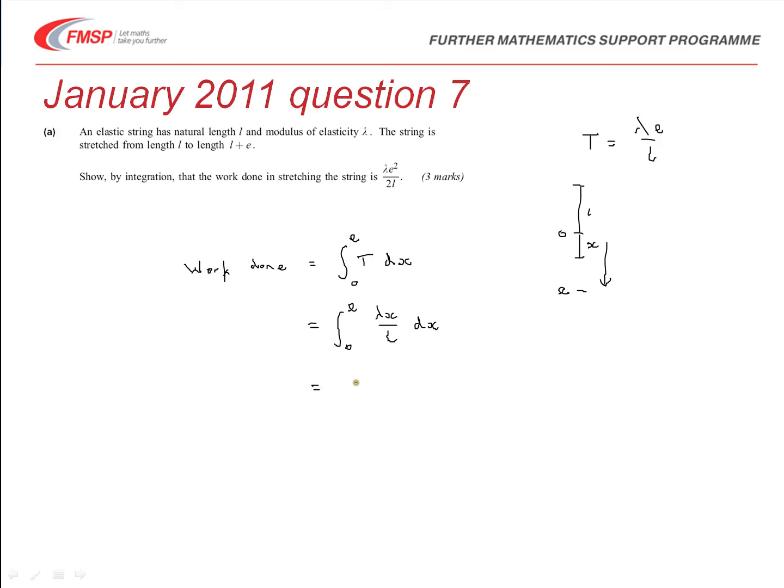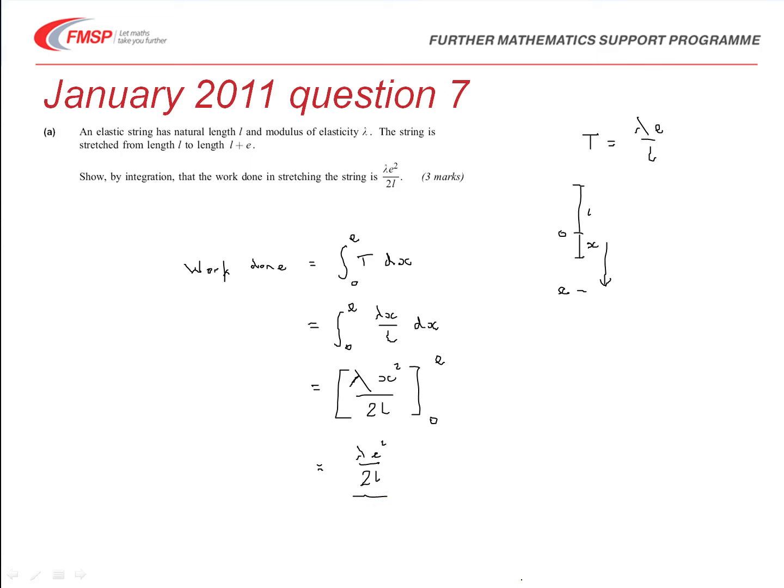So as we integrate this, the integral of x is x squared over 2, so that gives us 2L on the bottom here, and we've got to evaluate that between 0 and E. When we substitute in, that will give us lambda E squared over 2L, apologies, and then minus lambda 0 squared over 2L, which obviously is 0, and so we get our result.